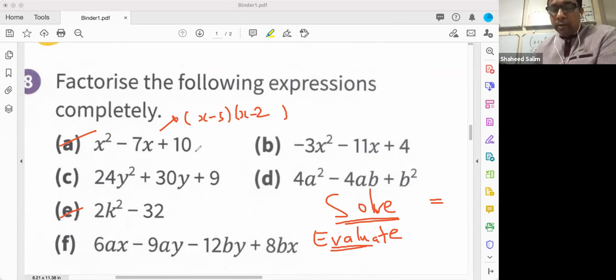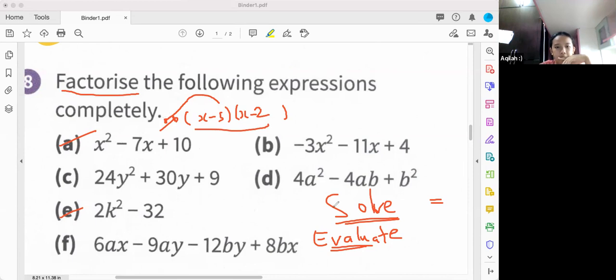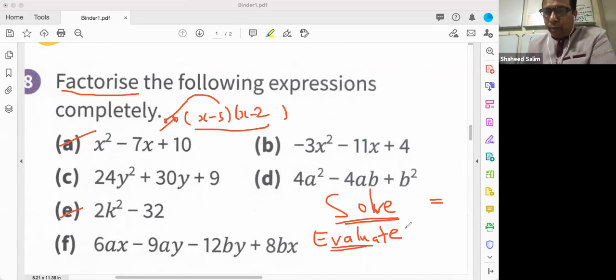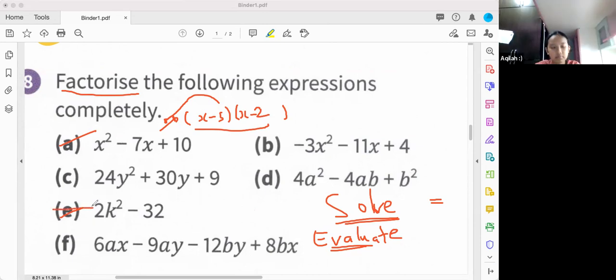But if they say factorize or simplify, that means to neaten it. Factorize is more than neatening. Sometimes it's in this form, but it looks neater in this form than in this form, right? You know what I mean? So if you see solve and evaluate, you find the value of x or the unknown. But if you see factorize or simplify, it's just rearranging it or making it neater. Are you okay? Yeah. Can you try E now? Okay.